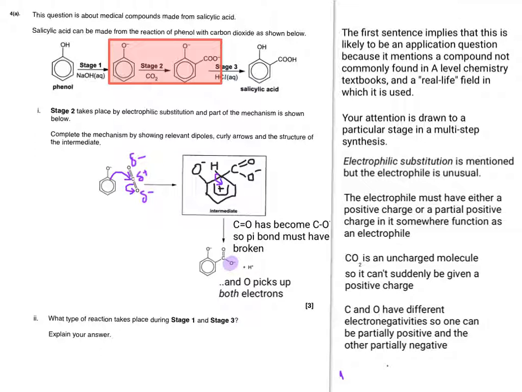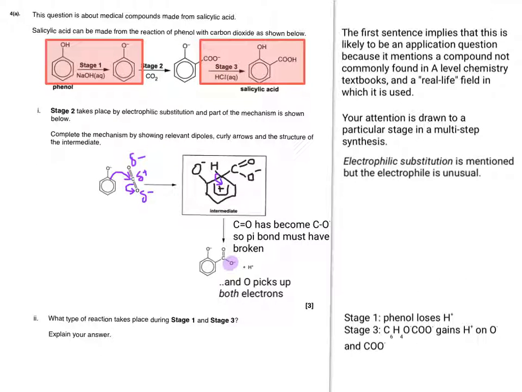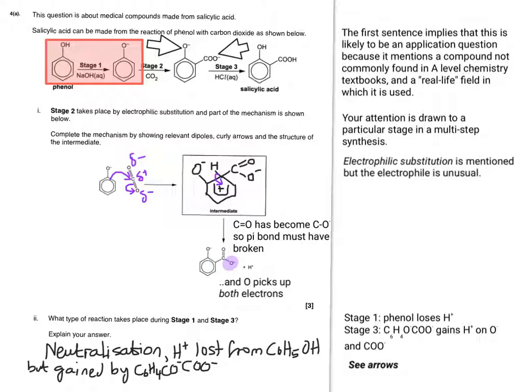Okay, so we now need to think about what type of reaction takes place during stage 1 and stage 3. So in stage 1, phenol loses H+, and in stage 3, the species C6H4COO- gains H+ on the O- and on the COO-. So 2 places, 2 substituents. So because we're getting a proton transfer, this has to mean it's a neutralization reaction. So provided we put both those points down, we get those 2 marks.